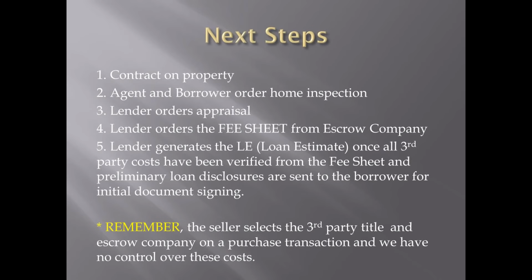When we receive the fee sheet from escrow, it's going to have all the third-party costs in the transaction, the title fees, the escrow fees. It's also going to show if there's any credits, you know, if the seller is crediting any closing costs, or it's going to have all those things on there. Once we have the fee sheet, the lender, us, is going to generate what's called the LE, or the loan estimate, which was basically replacing the good faith estimate, okay? Once all third-party costs have been verified from the fee sheet and preliminary loan disclosures are sent to the borrower for initial document signing, once that's been done, then we can order the appraisal, okay? Now remember, you guys, the seller always selects the third-party title and escrow company on a purchase transaction, and we don't have any control over the costs.